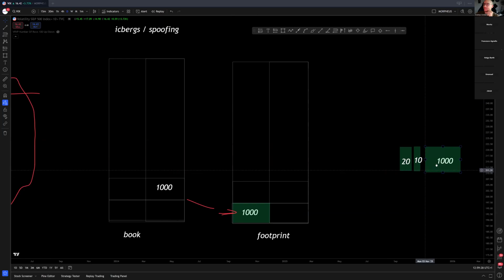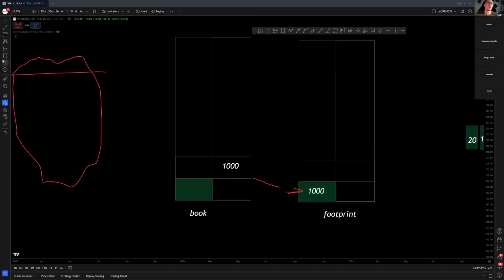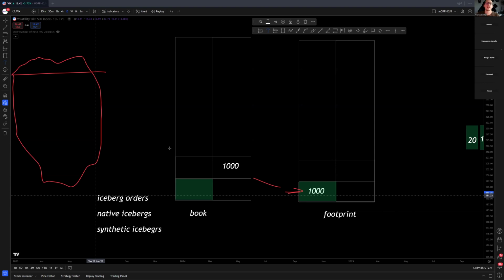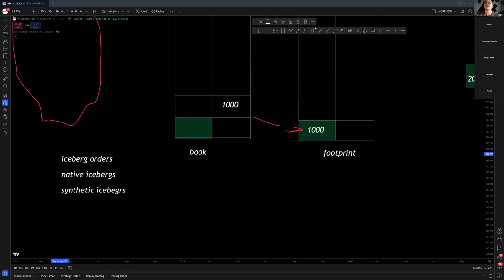So, how does this FIFO thing work on the iceberg side of things? There are two types of iceberg orders. We have native icebergs and synthetic icebergs, which is a very simple difference. Native icebergs are provided by the exchange.